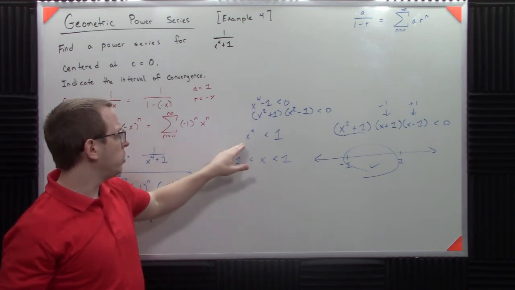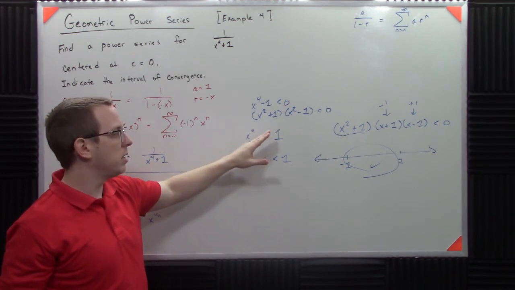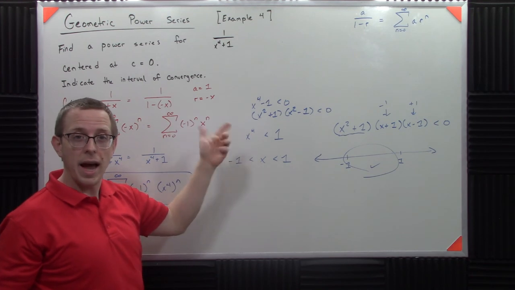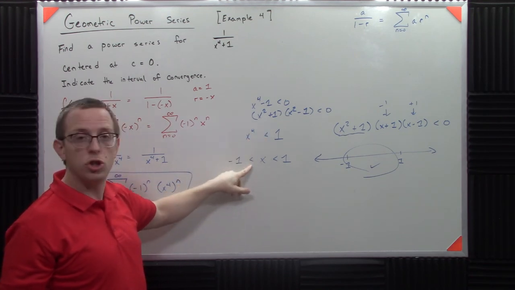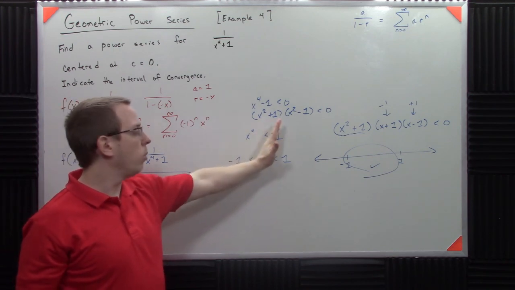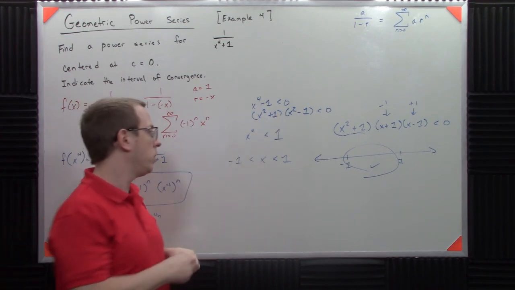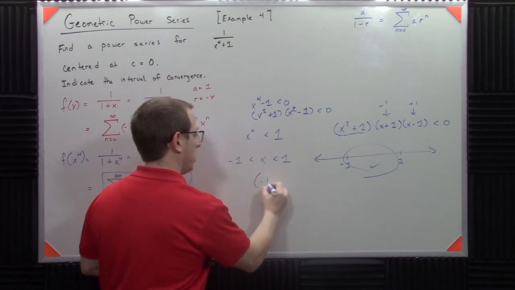But the easiest way is to recognize that if the magnitude needs to be less than 1, and this thing acts like a squared function, then I can go all the way to negative 1, or just shy of it, and all the way to just shy of positive 1. And so your interval of convergence is negative 1.